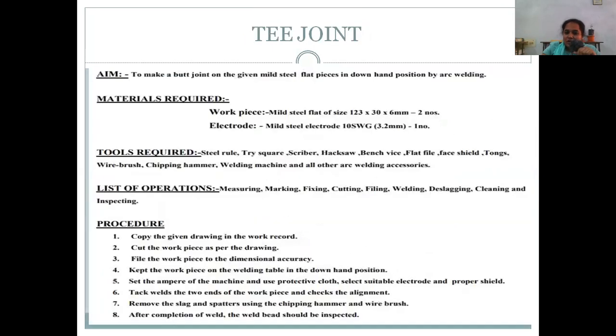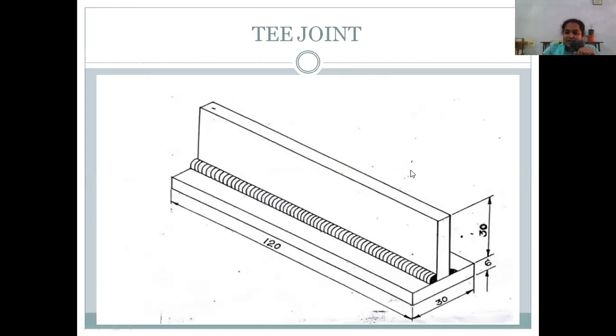And even for the T joint, it's the same equipment we'll be using. The same tools are required, but the joint which you make is different. There you are joining two butts, but here we are going to make a T shape and join it. Do welding on the two sides of the weld piece.